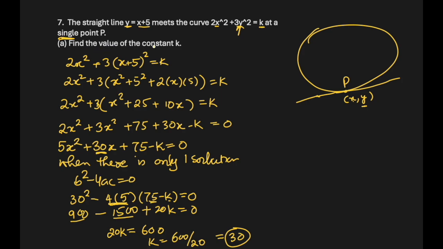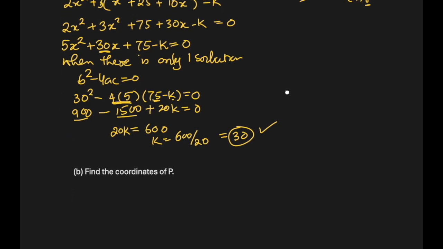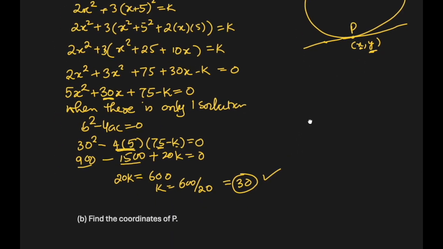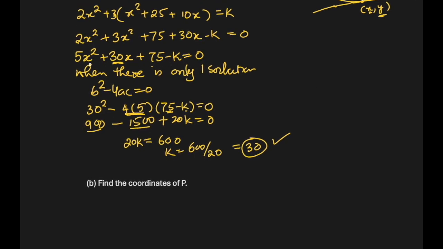Find the value of constant k. We have found it. What does the second part say? Find the coordinates of P. That means if we can find x, we can find y also. And how can we find x? We got this equation, this one, as the intersection equation of the line and the curve.